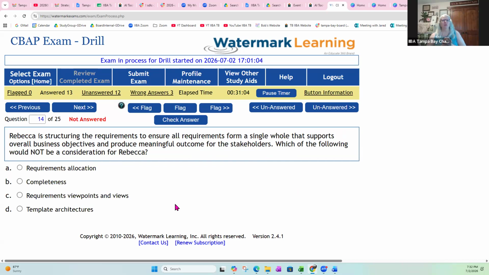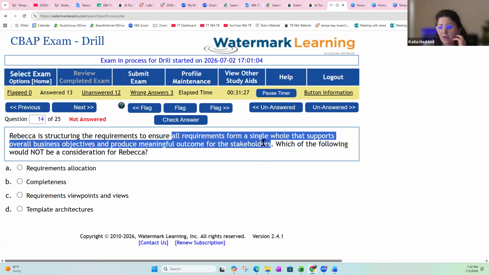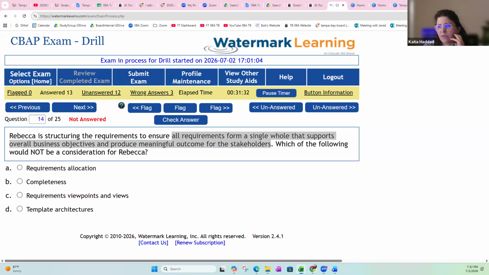Rebecca is structuring the requirements to ensure all requirements form a single whole that supports the overall business objectives and produces meaningful outcomes to the stakeholders. Which of the following would not be a consideration for Rebecca? What task is she trying to accomplish, guys? Requirements architecture. Requirements allocation would not be a consideration. Okay. The options are requirements allocation, completeness, requirements viewpoints and views, template architectures.